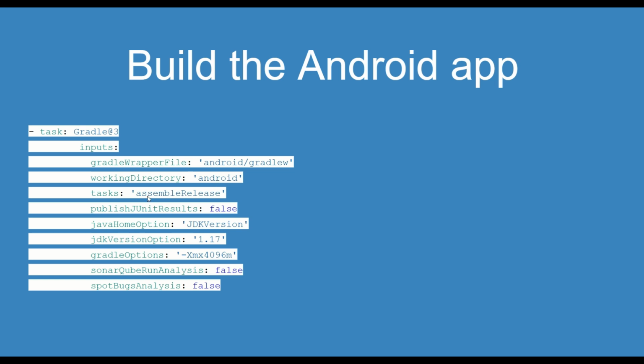Then JUnit we are not using here. Java version: there are some files of that application which depend upon Java, so Java you also require, it's Java version 17. Then Gradle options: you have to mention the resources, how much resources you require for that build process. We have mentioned 4096, around 4 GB of RAM it will require. SonarQube analysis we are not doing, so that's why we mentioned false. And SpotBugs analysis we are also not performing.